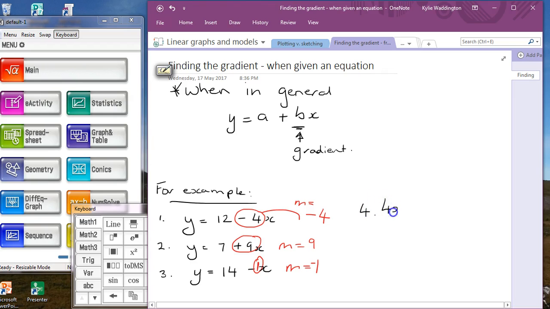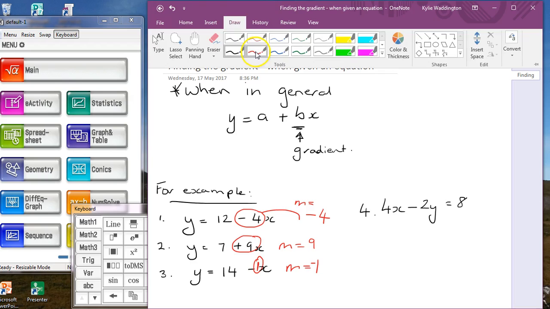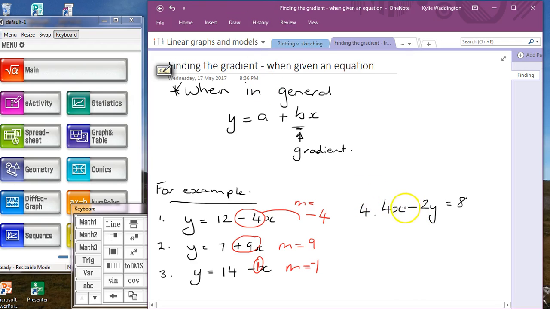So if we say 4x minus 2y equals 8, this makes it more challenging. A common mistake will be to just say it's 4, but it's not. We have to rearrange this equation. So we can do it by hand, which we've done previously, and say, okay, well, this has to move to the other side, so it becomes take away or minus 4x.